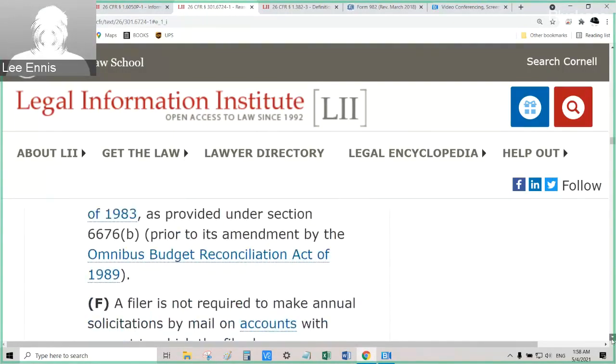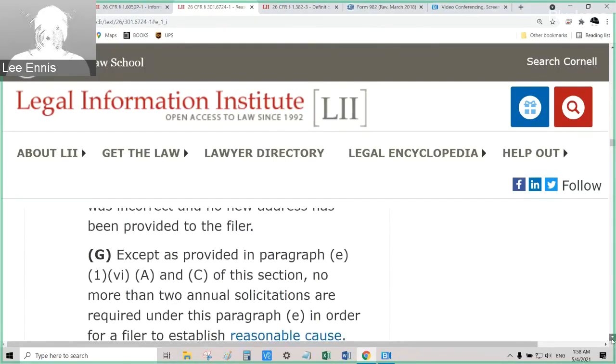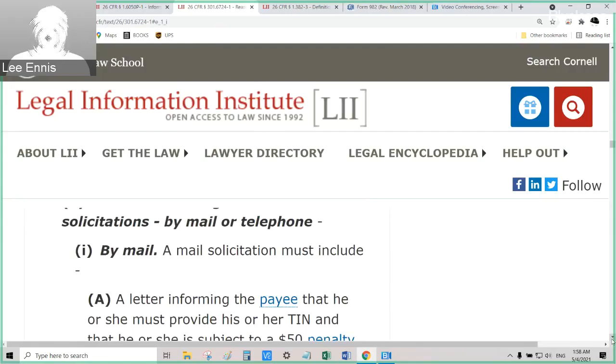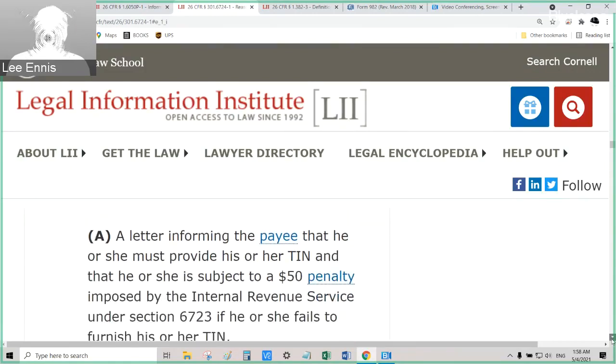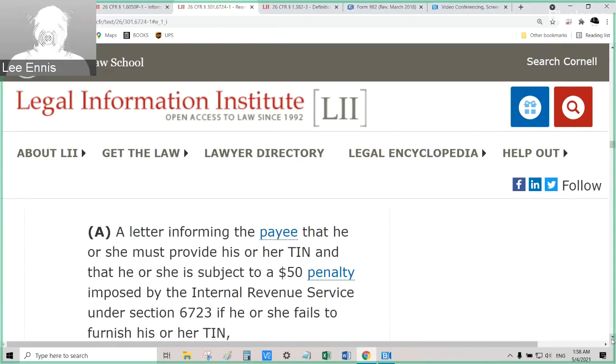And now I'm looking for how to solicit. Okay, here we go. So you can solicit by mail. What that means is that your proof will be basically a certified letter sent to the company, and you'll have a return receipt, meaning that the person received it, they signed for it, and they sent you back a return receipt that says that they received it. Or you'll at least have a receipt from the post office saying that, hey, I mailed this to them. A letter, a formal letter written to the payor that says, hey, you must send me your tax identification number or you'll be subject to a $50 penalty by the IRS.